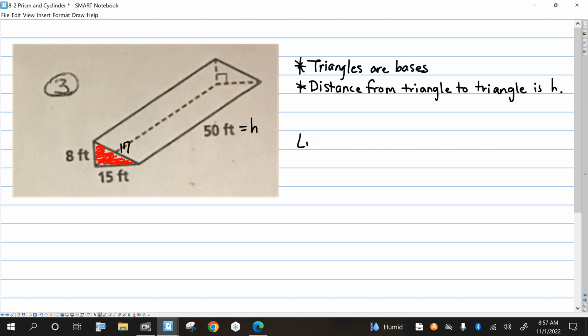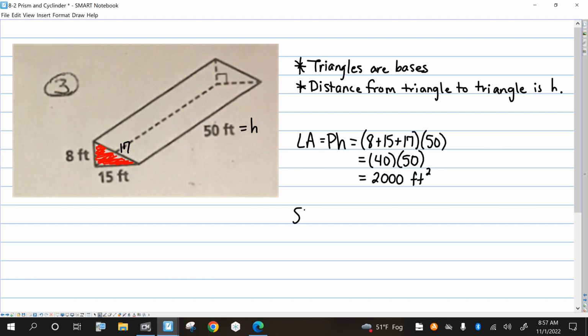Exactly. So LA is pH, the perimeter of the base times the height. So the perimeter, add up all three sides again, 40. And then times the height, which is 50. So 40 times 50 is 2,000. 2,000 what? Feet squared. Good. A lot of times you will see similar numbers. So once you do the Pythagorean theorem once, look back. You don't have to do it again.